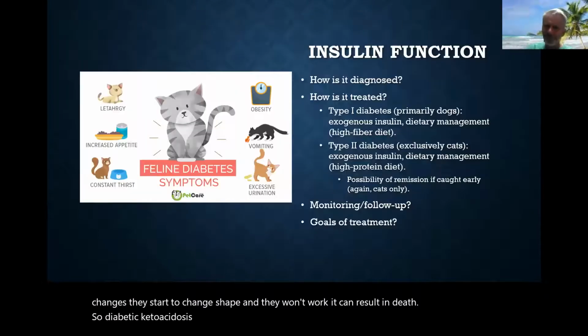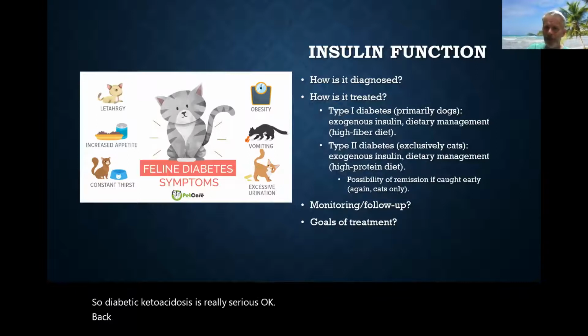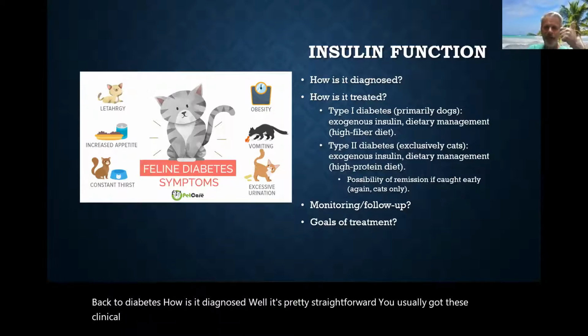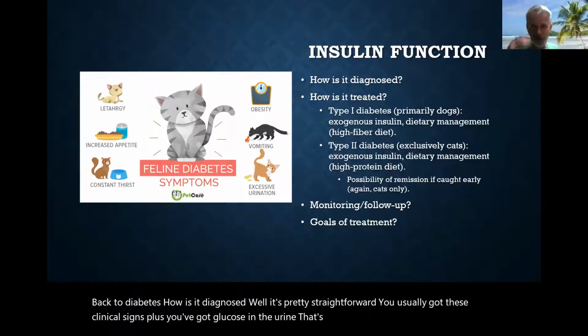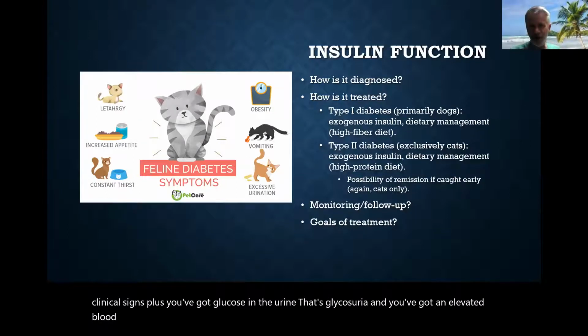Okay, back to diabetes. How is it diagnosed? Well, it's pretty straightforward. You've usually got these clinical signs, plus you've got glucose in the urine, that's glycosuria, and you've got an elevated blood glucose. In dogs and cats, it could be above 200, above 250. It can be quite high.